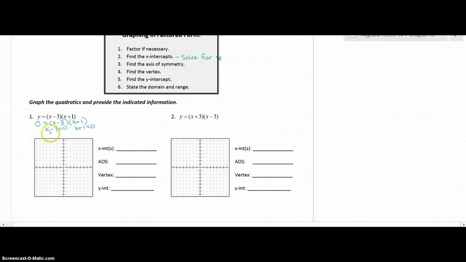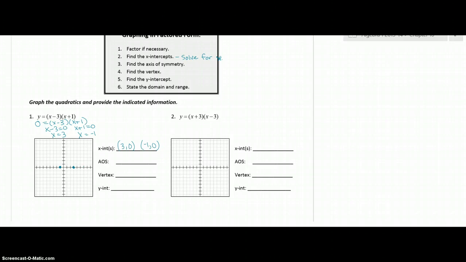Solve that. So for the first one, we're going to add 3 to both sides, and we get x equals 3. For the second one, we're going to subtract 1 from both sides, and we get x equals negative 1. That means that our x-intercepts are 3, 0, and negative 1, 0. If we plot those on our graph, we've got negative 1, 0, and 3, 0.